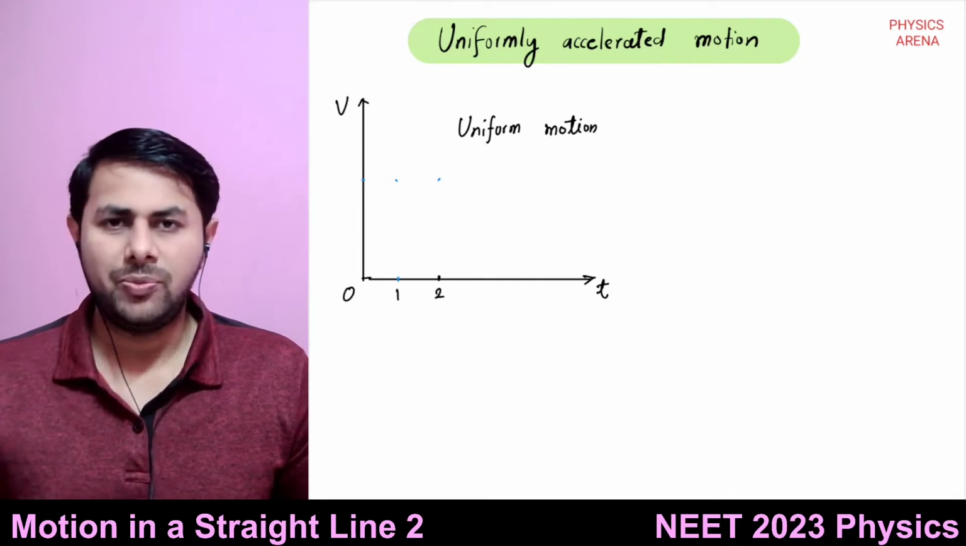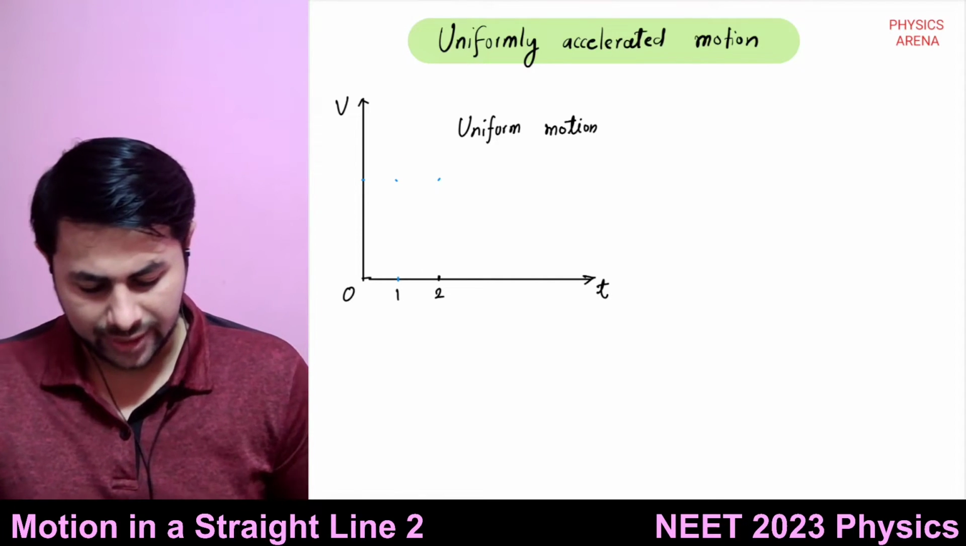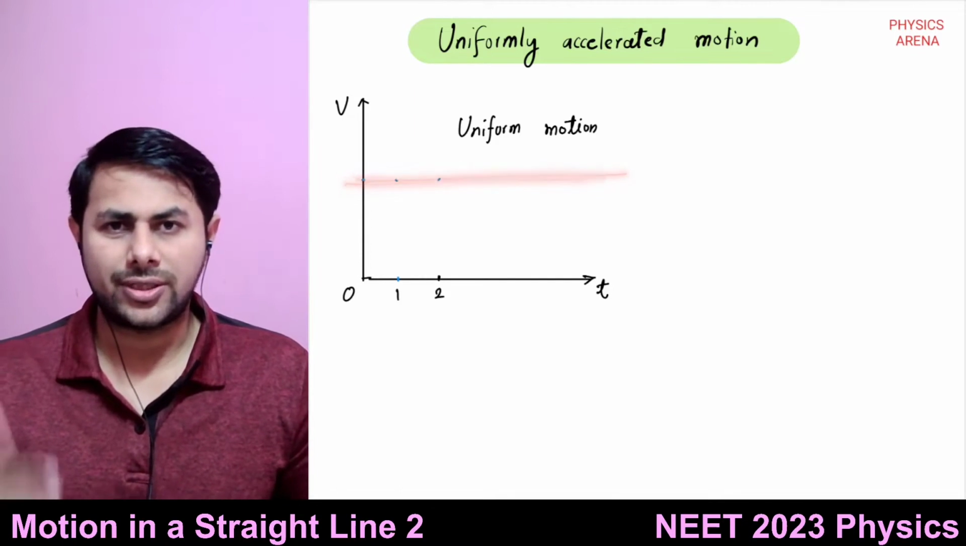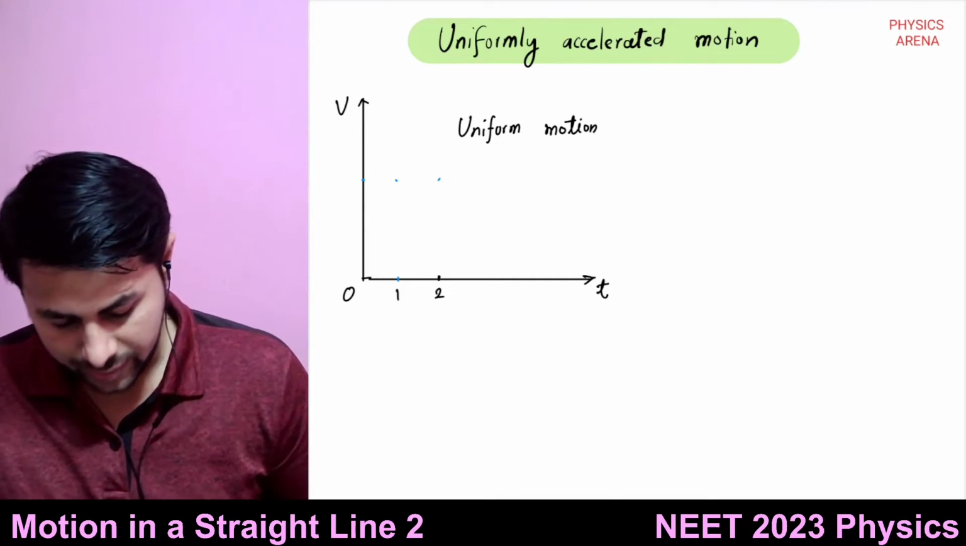That means if we plot the graph of velocity versus time, we will get this straight line. The straight line is parallel to the horizontal axis, that is the time axis.